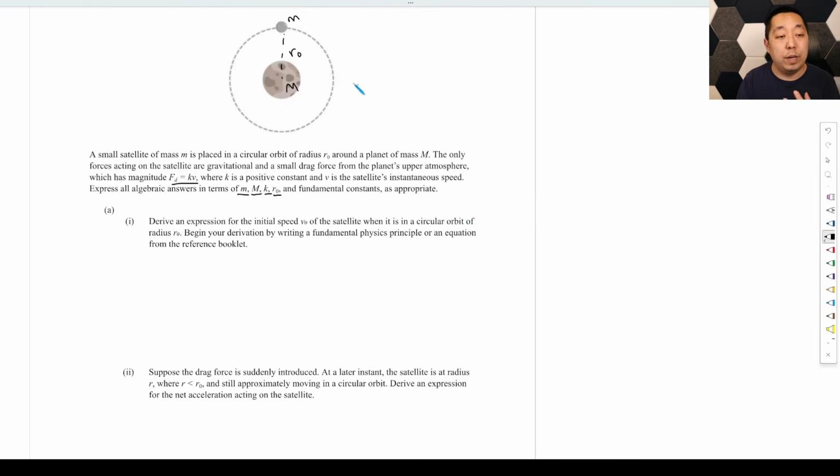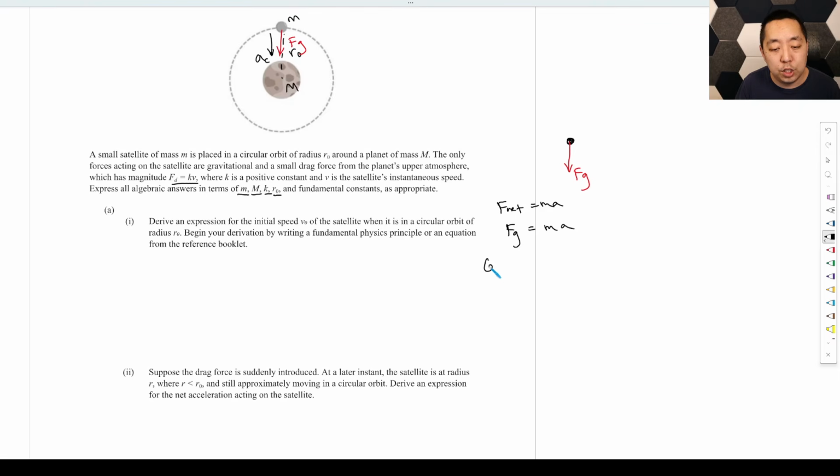So right now, we have no drag force. If you're not sure where to start, just start with the free body diagram. The only force acting on it right now is the force of gravity, because nothing's touching it, right? So we do F net equals ma, and we only have one force. Now what kind of acceleration is it experiencing? Well, centripetal acceleration, because it's moving in a circular path.